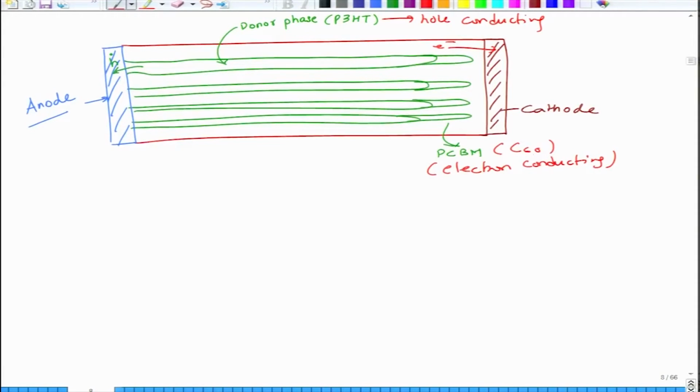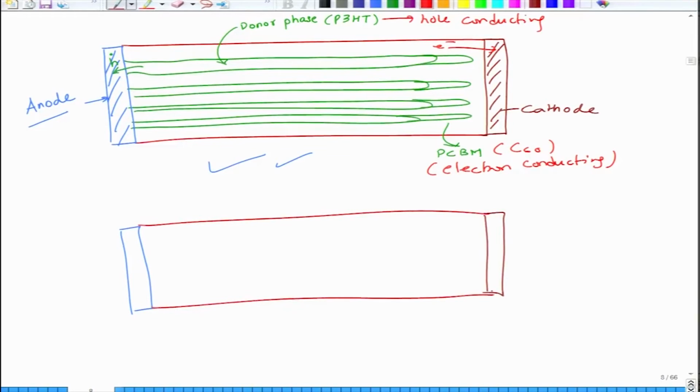But the requirement is that the phases must make a continuous network, so that there is a complete continuous path for electrons and holes to reach the electrode. So, this is a good structure to make. Suppose you have this structure on the other hand, which is like this. Suppose you have a phase which is present in this fashion, then excitons will be broken, but carriers will not be able to reach, because this phase has no contact with the electrode. It is lying isolated. So, this will reduce the performance. This is not desirable.